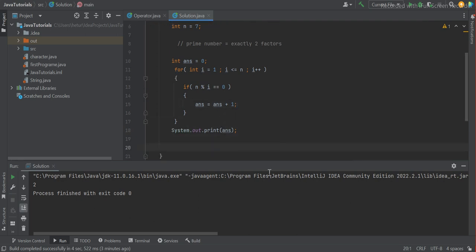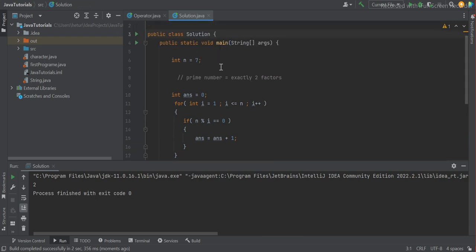Now let's see what happens, guys. One second, let's see what we get. We get two factors, right? Two factors. Perfect, so we get two factors for 7. What about 6? Let's see. We are getting 4 factors, right?